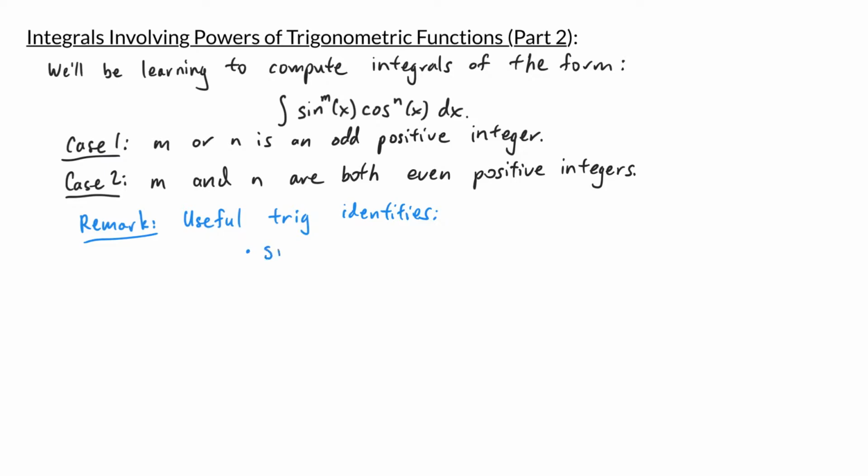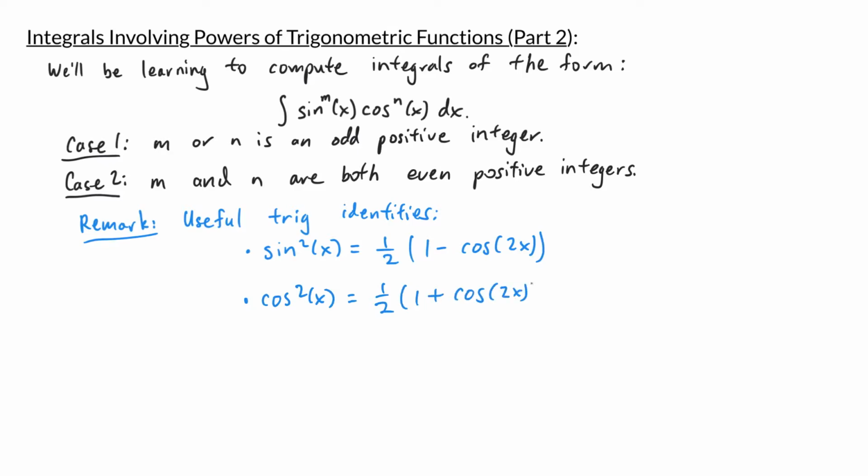The first one is sine squared of x is equal to 1/2 times 1 minus cosine of 2x. The second is cosine squared of x is 1/2 times 1 plus cosine of 2x.